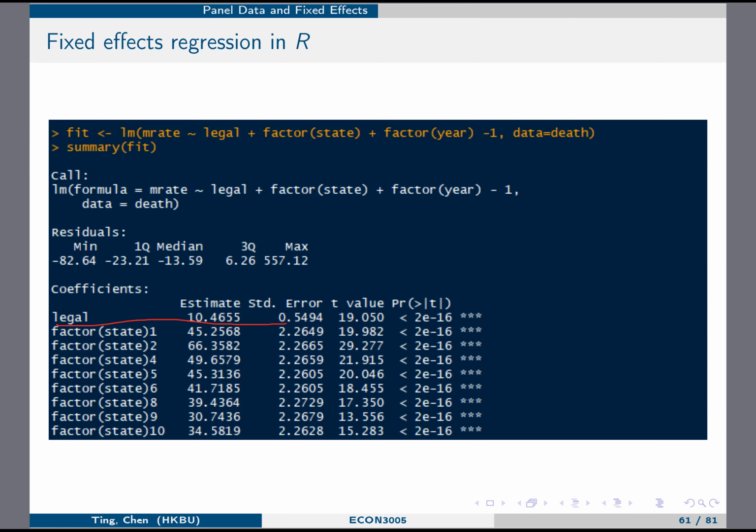The effect is 10.5, so it's very significant, with a t-value of 19.05, very significant at maybe the 0.1% level. This is how we do this dummy regression in R, the two-way fixed effect in R.